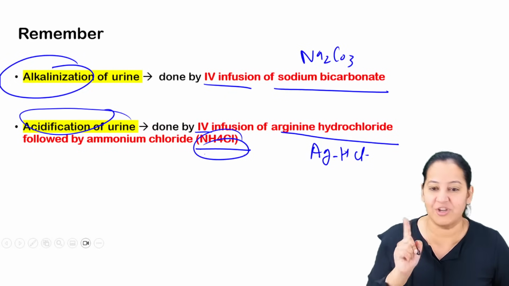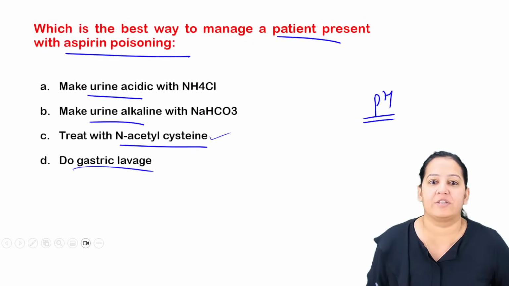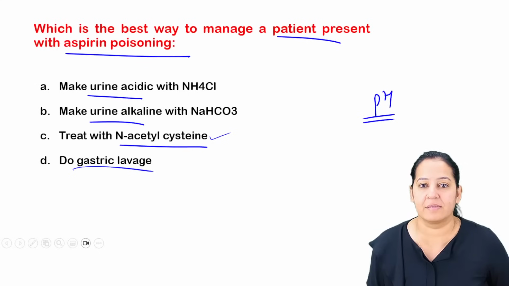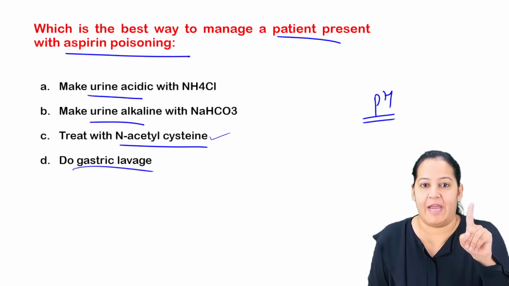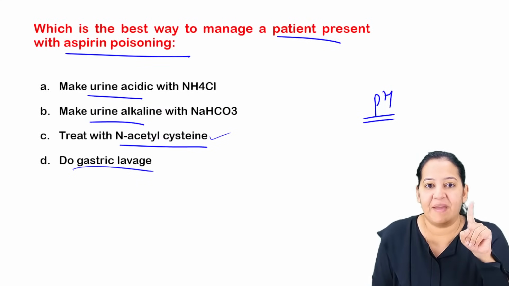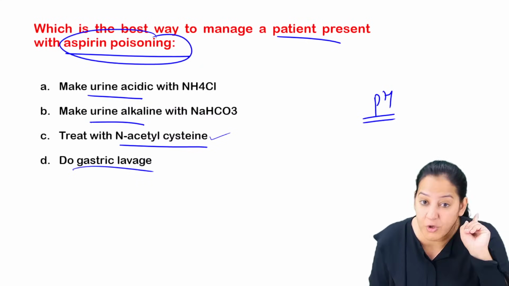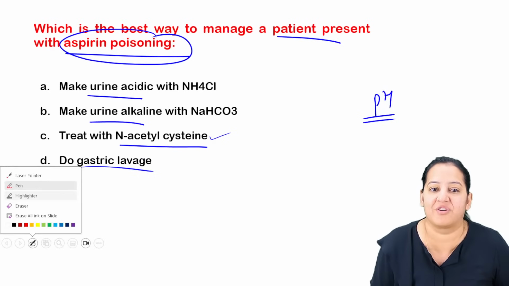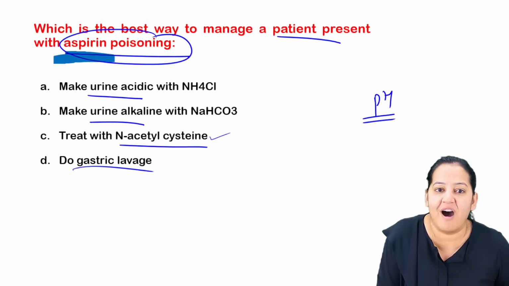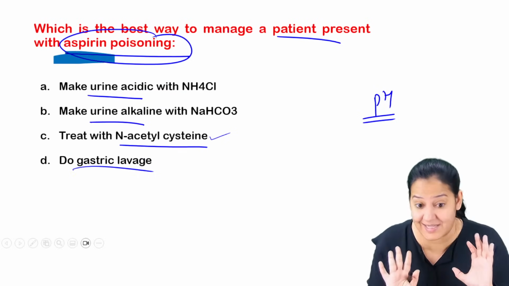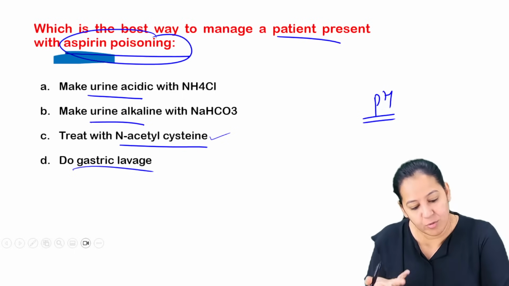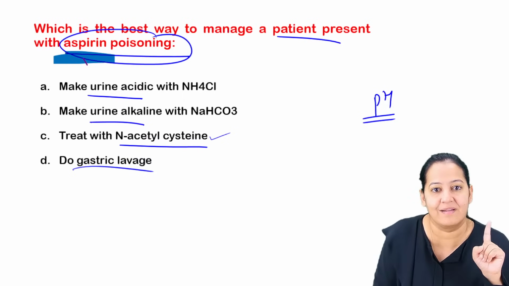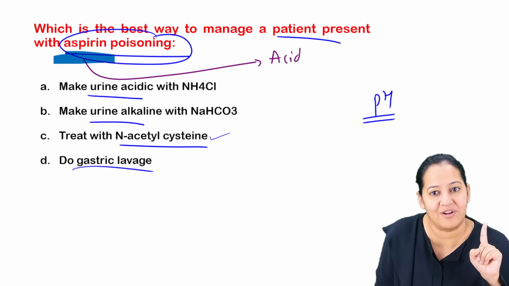Now we will see many questions based on that. Read the question and tell me the answer. What is the best way in a patient with arsenic poisoning? Now you must know that arsenic is an acidic drug. Nobody is going to teach you that. We are assuming you know this. If you don't know, please learn. Arsenic is the acidic drug.